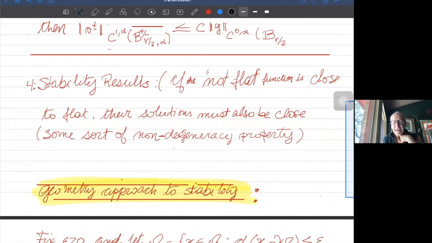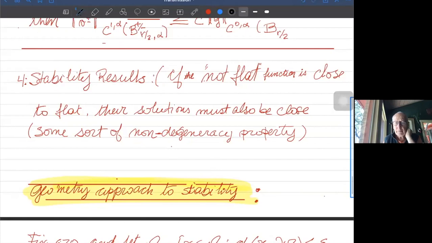If this little t is the non-flat function, this is the borderline. Remember, we have this curve, and this is a non-flat boundary curve. It is close to flat.